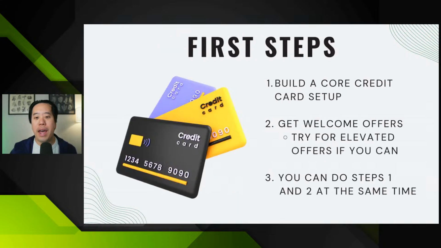And so for that particular question, I would just say build a core credit card setup, get welcome offers when you can, try for elevated ones when you can, and you can do steps 1 and 2 at the same time. So when you build your core setup, just make sure to get those elevated welcome offers. And that's how I would go ahead with building that setup on a personal scale. That's just the general thing, not knowing any other details about your individual situation.